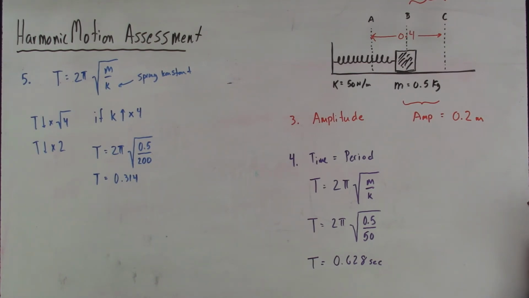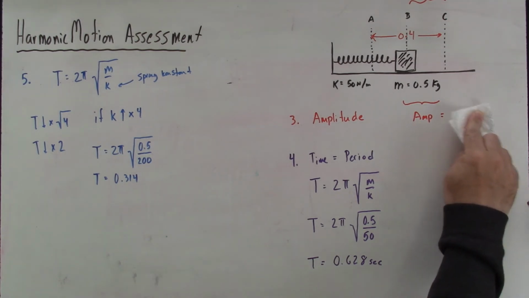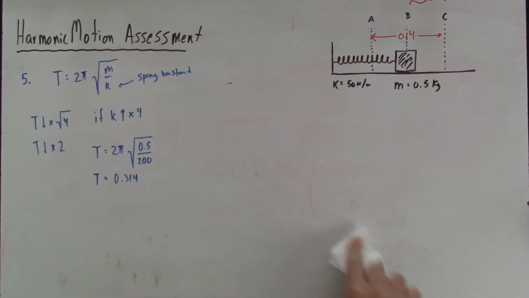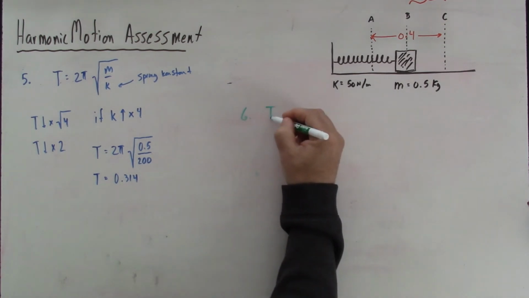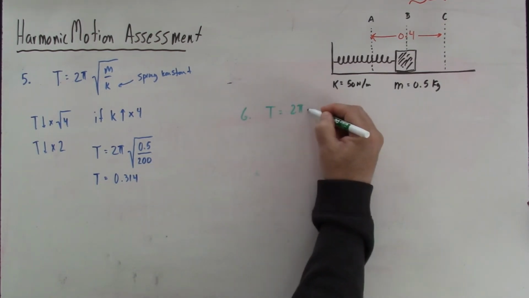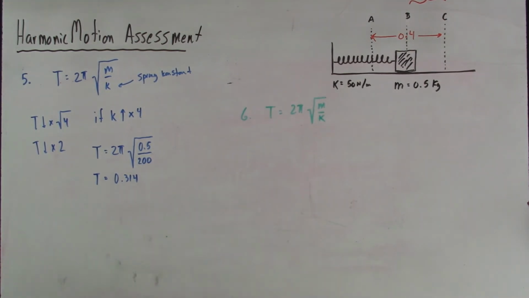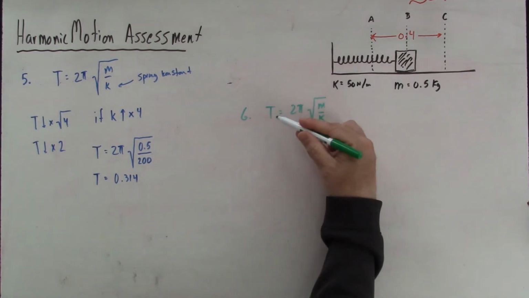Okay, let's look at 6. 6 says, what would you have to do to the mass to get the time to double? All right, what would you have to do to the mass to get the time to double? So we're going to have to look back at this equation. This is 6. We're going to use the same law here, 2 pi times the square root of m over k. So what I want to know is, what do I need to do to the mass to get the period to double?